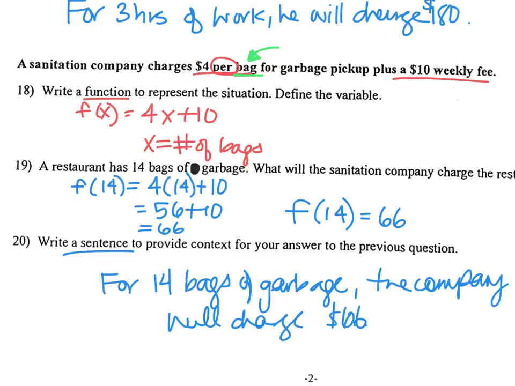And somehow I forgot to hit play when I was working out the rest of this problem. So notice here I did 14 bags of garbage, so I just substituted 14 in for x, worked that out, and wrote my answer in function notation, f of 14 equals 66. And then writing a sentence, you just want to make sure in your sentence that you explain both numbers, what the 14 represents and the 66. And the sentence that you can't read says, for 14 bags of garbage, the company will charge $66.